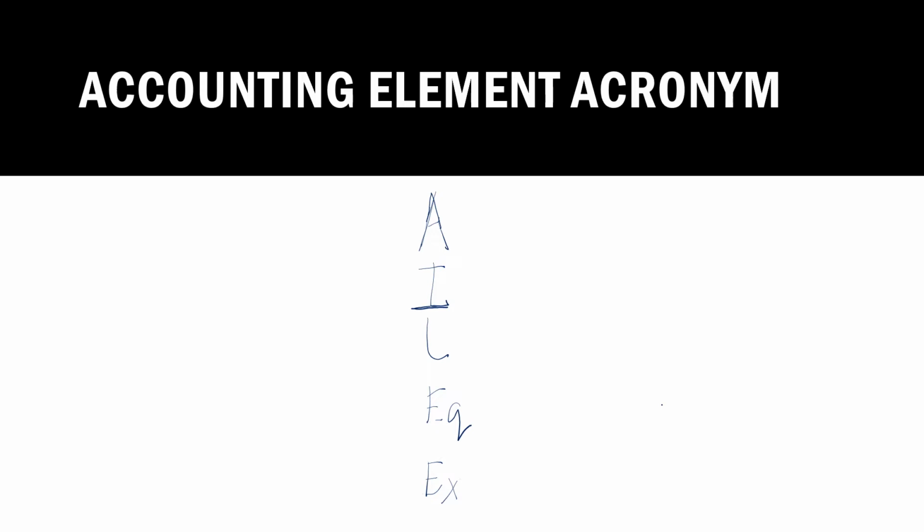Then what do they each stand for? A stands for this element called asset. I stands for this element called income. L stands for this element called liabilities. EQ stands for this element called equity. EX stands for this element called expense. All right. So this is the acronym ILE, and these are the full names of each element.